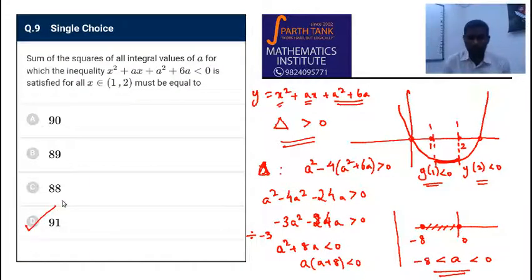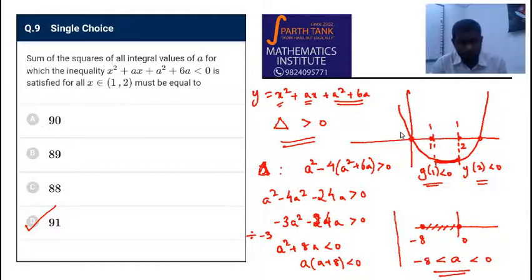A bit tricky problem. First of all, you have to recognize that it is a parabola open upward and it has to be less than 0 in this interval 1 to 2. So it has to be of this shape. So that gives us three conditions. One is y of 1 is less than 0, y of 2 is also less than 0. We can't say anything else about y of 0 or anything. Somewhere in between, some value here also should be less than 0. That much we can say.